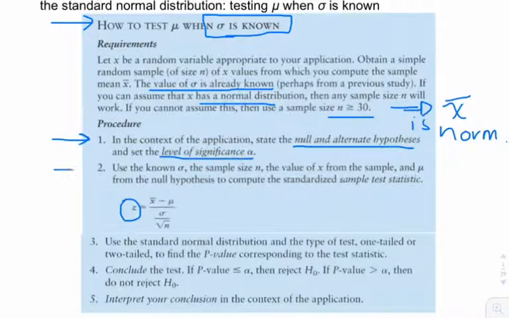Our second step: we're assuming that we do know sigma, the sample size, and the value of x bar from the sample. And we're going to use the mu from our null hypothesis. We compute our z just as we would for any sample mean x bar.